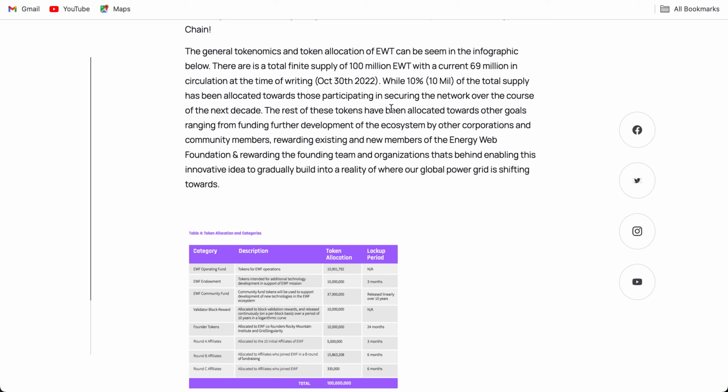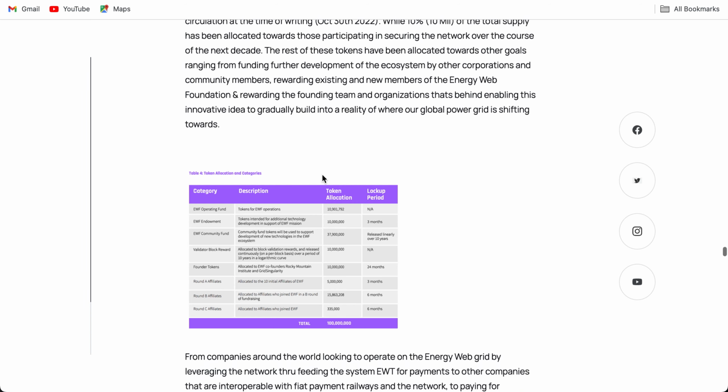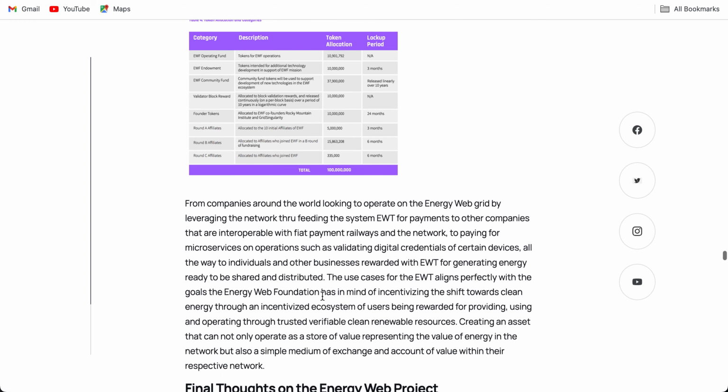The rest of these tokens have been allocated towards other goals, ranging from funding further development of the ecosystem by other corporations and community members, rewarding existing and new members of the Energy Web Foundation, and rewarding the founding team members and organizations that are behind enabling this innovative idea to gradually build into a reality of where our global power grid is shifting towards.